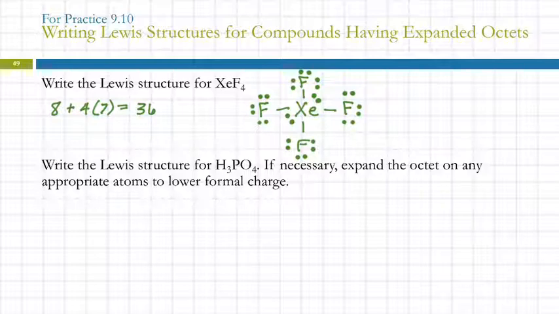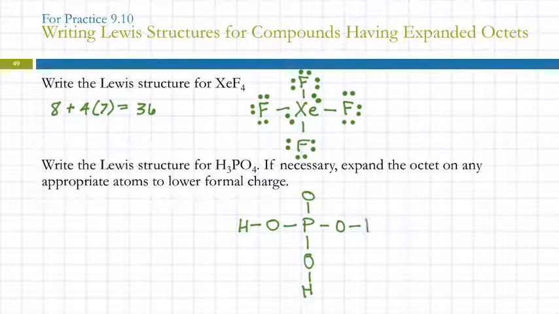Let's look at H3PO4. This one's real similar to sulfuric acid. So we've got phosphorus in the middle and the 4 oxygens around it, and then the hydrogens are going to be on those oxygens. 3 hydrogens, phosphorus, and 4 oxygens. 24, 27, 32?